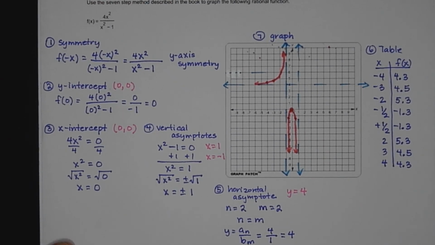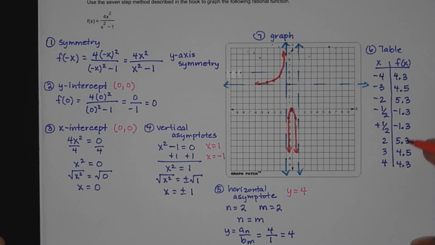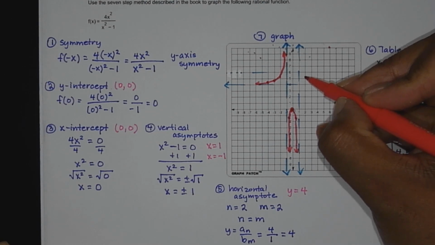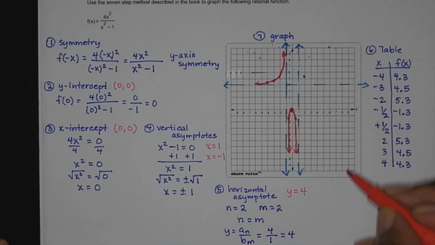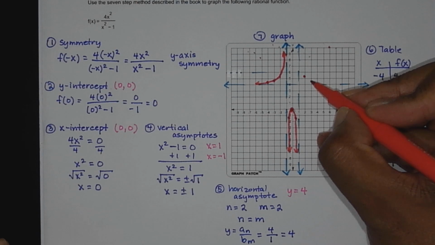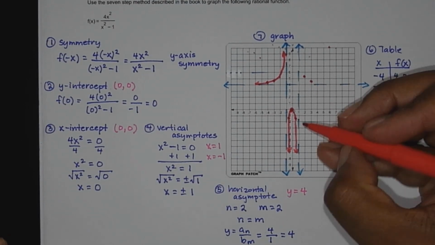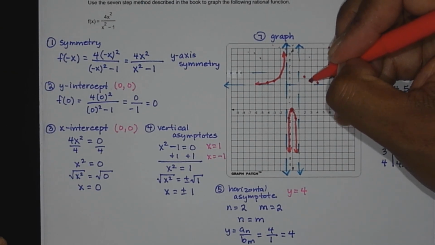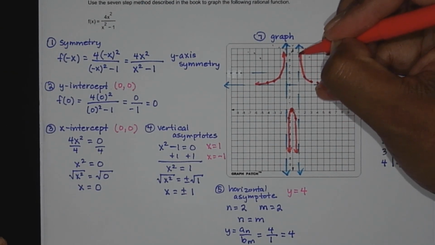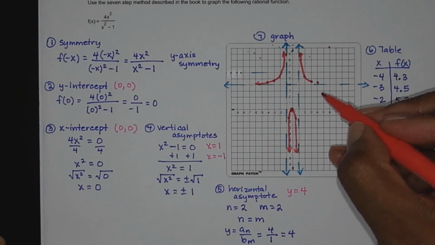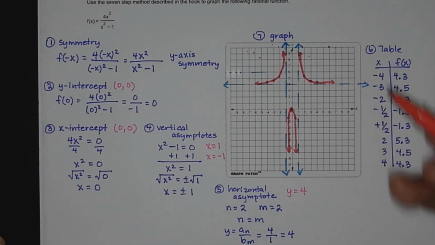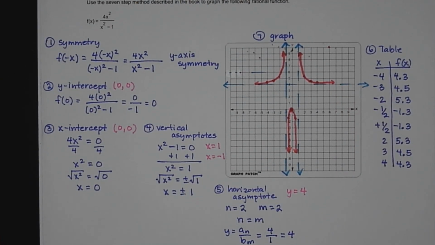And then for those last 3 points, you can see here what's going on. At 2 and 5.3, about right here. 3, 4.5, halfway between 4 and 5, and then 4 and 4.3 will be about right here. This will be the mirror image of the one that's on the left, approaching the vertical asymptote at x equal 1. It approaches the horizontal asymptote coming this way, y equal 4.